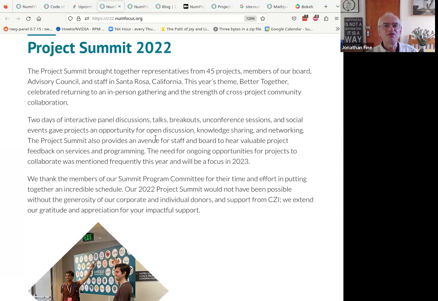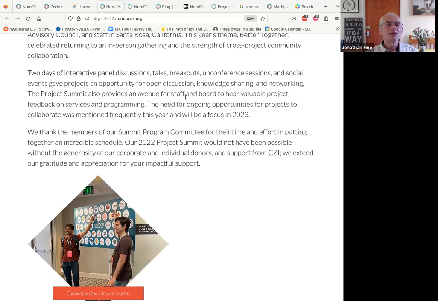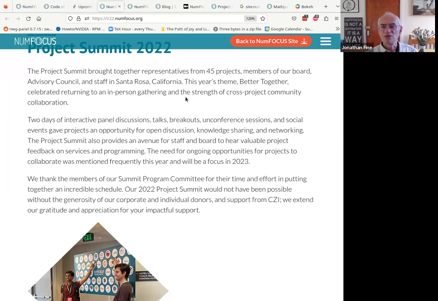Project Summit, 45 projects and other people gathered in Santa Rosa, California, better together, in-person gathering, cross-project community collaboration. 2 days of interactive discussion and all sorts of other things. So this is leaders, managers, developers from a large number of projects getting together so that they know each other better. That's probably it. Representatives from 45 projects. It'd be interesting to know how many people are actually there.